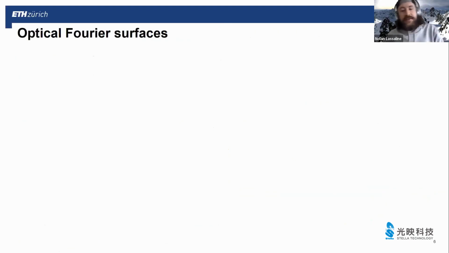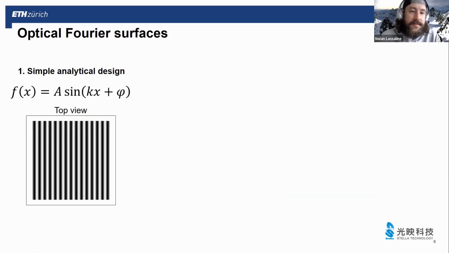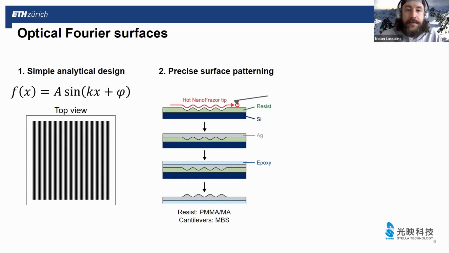The way that we approach this problem is with a solution that we are proposing called optical Fourier surfaces. We start with a simple analytical design, which comes directly from Fourier mathematics. With the NanoFrazor, we take that design, which is converted to a grayscale bitmap, and we simply print that mathematical profile, so to speak, into the surface.